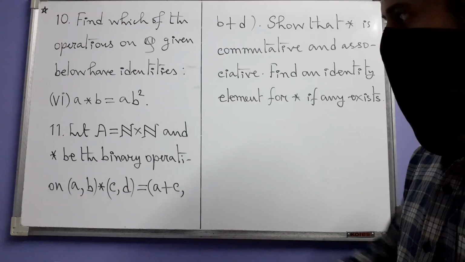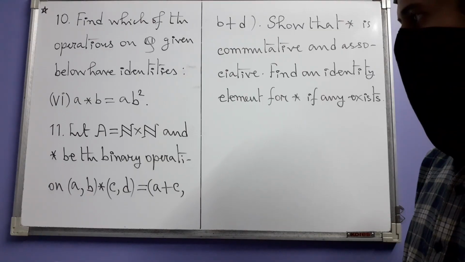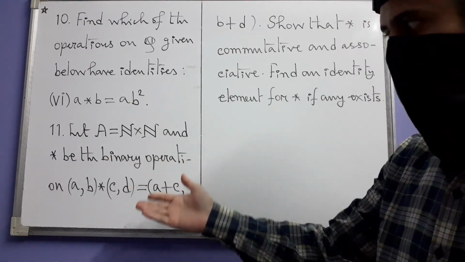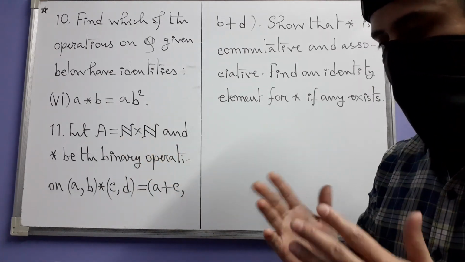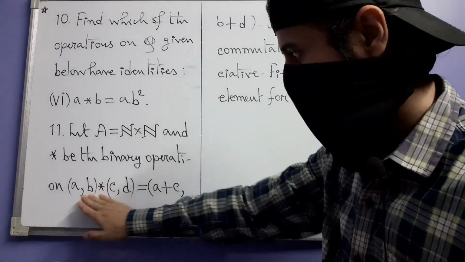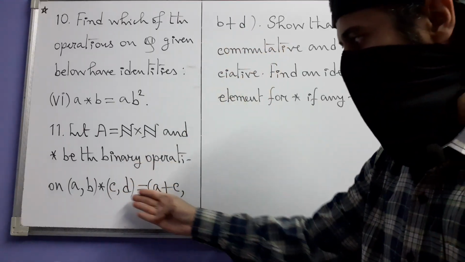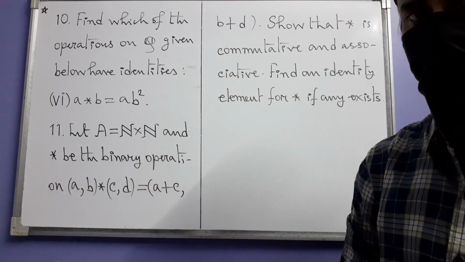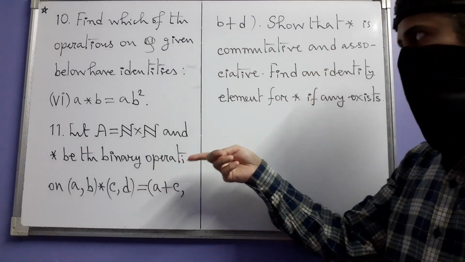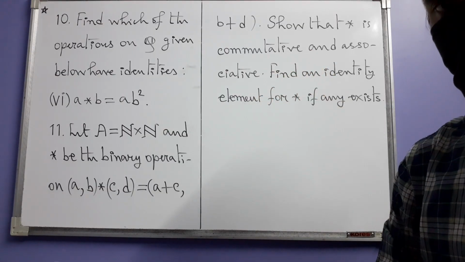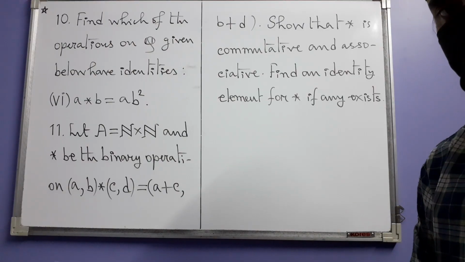Next, number 11. Let A be the Cartesian product of two copies of the set of natural numbers, and let star be the binary operation on A given by the following equation. Note that the elements in A are ordered pairs of natural numbers. So you take two such ordered pairs and their star value is this ordered pair: the sum of their first coordinates, comma, the sum of their second coordinates. We have to show that this operation star is both commutative and associative, and we have to also find an identity element for star if any exists.